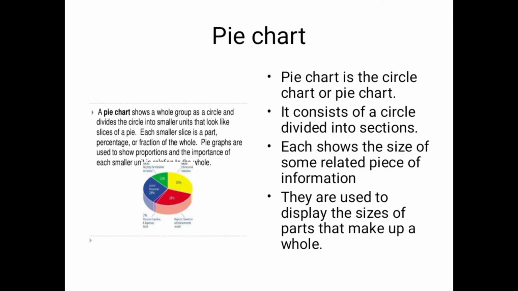Pie chart. A pie chart is the circle chart. It consists of a circle divided into different sections. Each shows the size of some related piece of information. So each size represents some kind of data. They are used to display the sizes of parts that make up a whole.